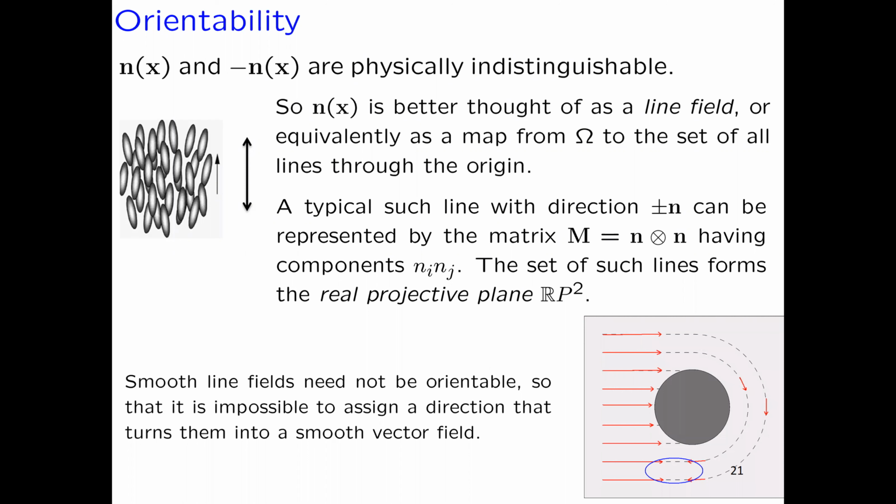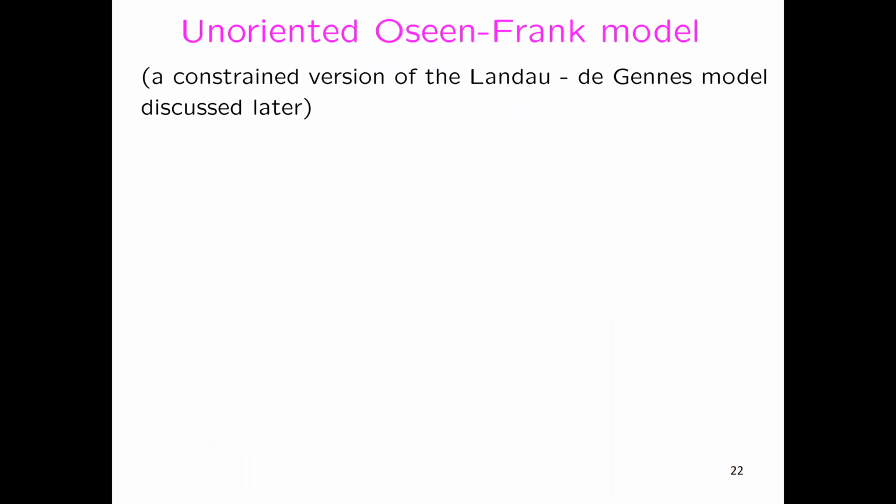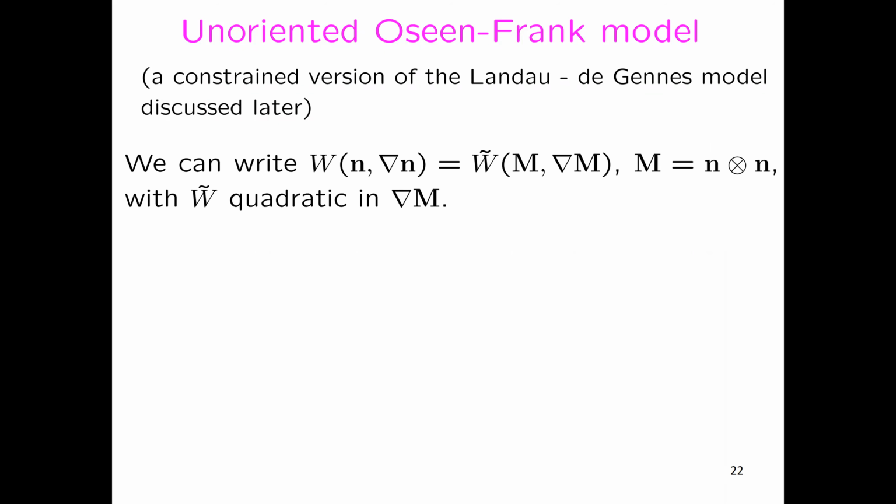So that's an issue, and it leads to... One way you can try to resolve it is by considering what I'll call an unoriented Oseen-Frank model. This is a constrained version of the Landau-de Gennes model that we'll discuss later in the course.